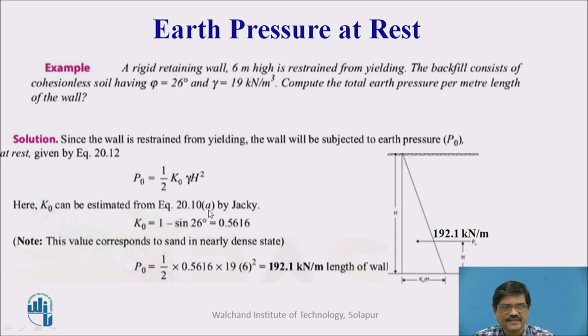After substituting all the formulas, we know K0 is 1 minus mu upon mu from the previous slide, but in the case of non-availability of the Poisson's ratio, one can refer to the formula shown in the previous slide. So here I have used the equation 1 minus sin phi, with phi equal to 26. This gives me the value of K0, and ultimately we got the total force as 192.1 kilonewton per meter length of wall.